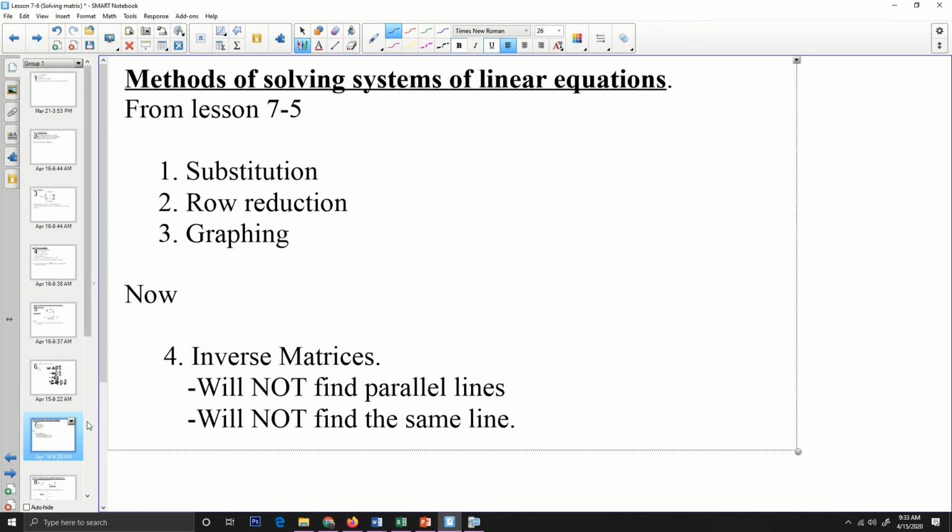All right, solving systems of linear equations from lesson 7.5. We took 3 sections to talk about substitution, row reduction, graphing of linear and nonlinear systems. Now we're going to use matrices. The one thing that these matrices will not do is find parallel lines, and it will not find the same line. So if you get an error when you do this process, it's very likely to be one of these two things. It's either parallel lines or the same line.